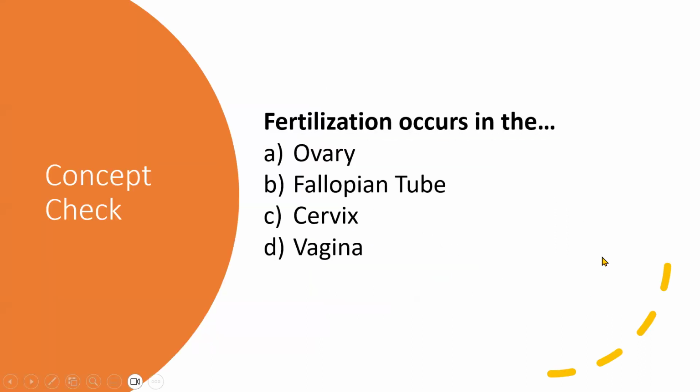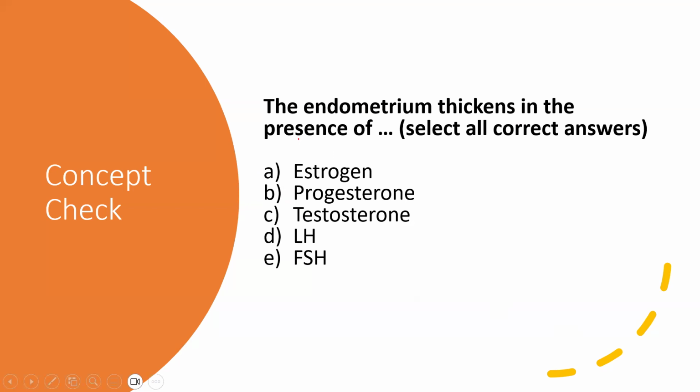So, a couple of questions here. Let's take a look. Fertilization occurs in the where? Fallopian tube. In the fallopian tube, that's right. Next one here. Estrogen. Progesterone. That's right, estrogen and progesterone. Very good.